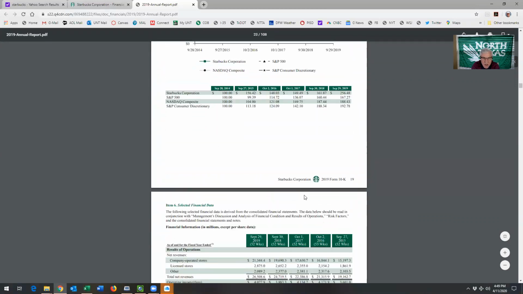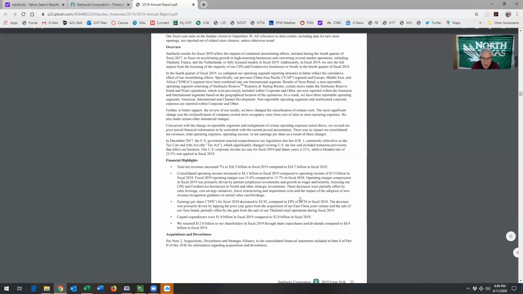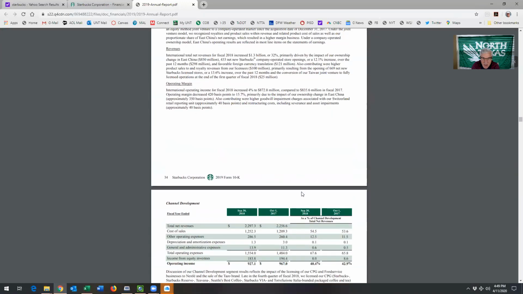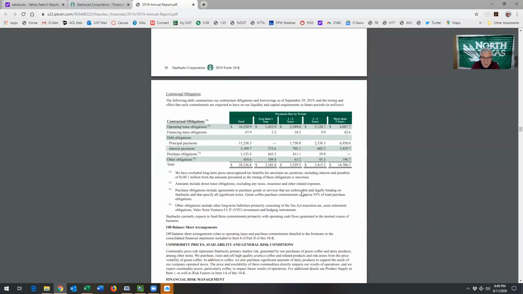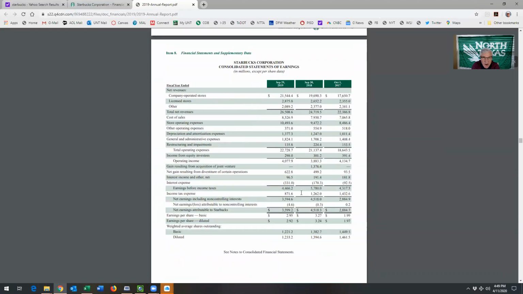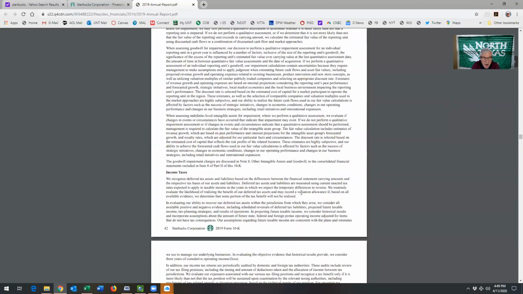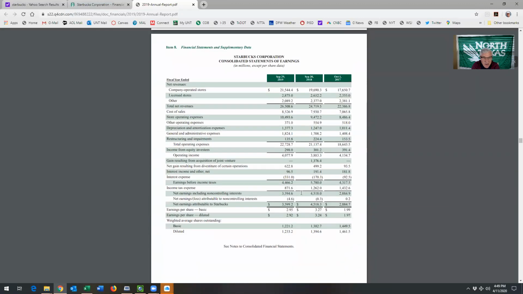There's a lot of stuff in here. What page are we on now? 21. Got to keep going. 42. 38, got to keep going. Here we go, financial statements. By the way, let's see what else I've got here.